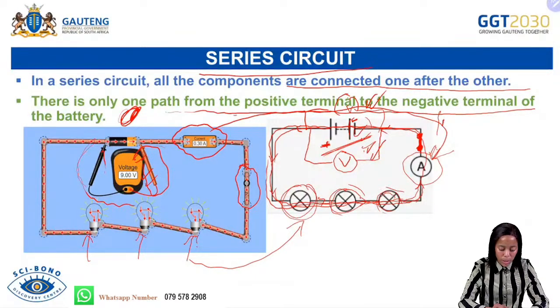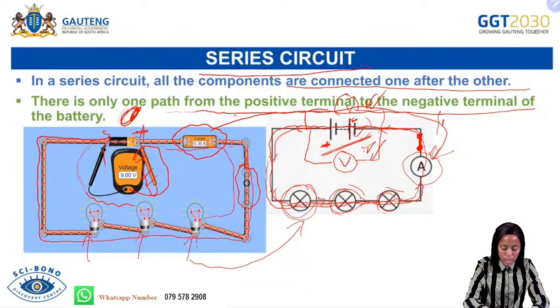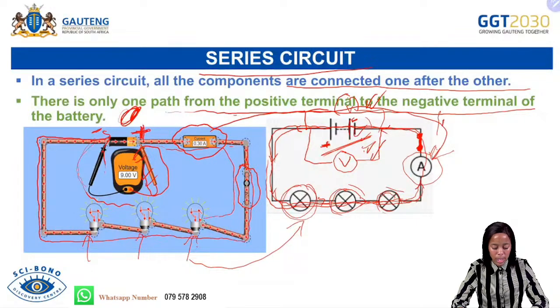So even if we look at the arrows here, we can see that if we follow the arrows, there is only one pathway for the current to flow. And remember, we said that the current will flow from what? So in this case, if it's flowing to the right, it means the current is flowing from the positive terminal to the negative terminal over there. Okay, so that is our series circuit.